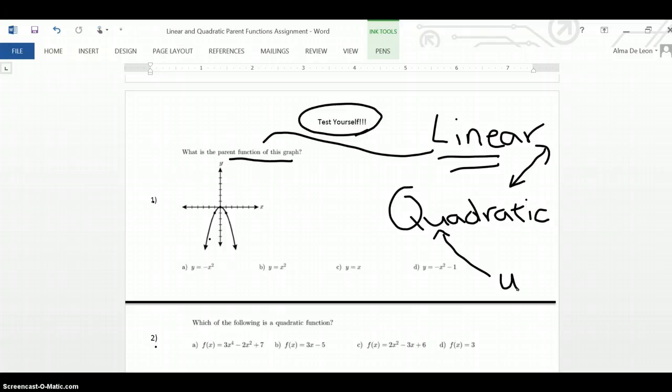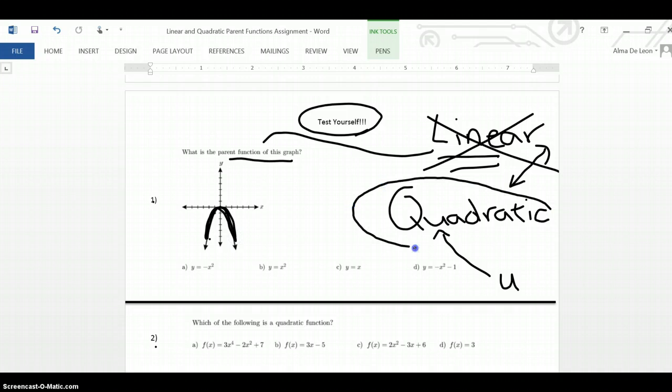Looking at this graph, we can already tell that this is not a line, so the linear parent function is not its parent. It's in the shape of a U, and it's a U that's upside down. So the quadratic parent function is its parent. Although A would be the equation that would give us this function, because we're looking for the parent function, the equation for the parent function of a quadratic is y equals x squared. So our answer is B.